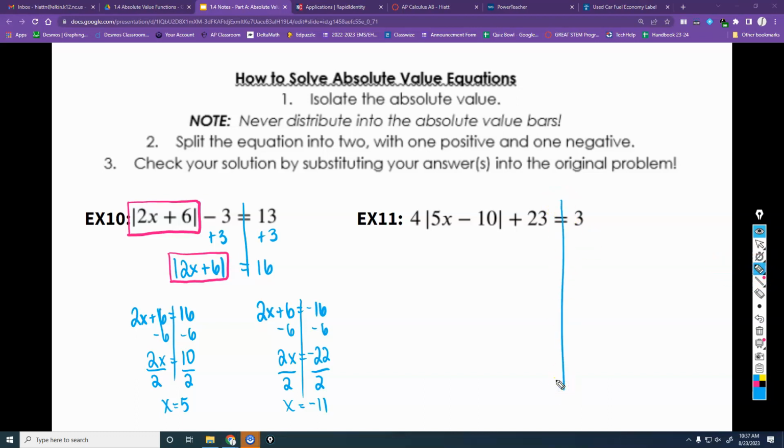Okay, first thing we need to do on this problem is isolate our absolute value. So that's this stuff right here. We got to get it by itself, which means we got to get rid of that 4 and we got to get rid of the 23. What should I do first?